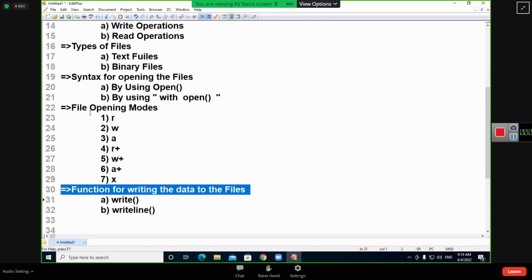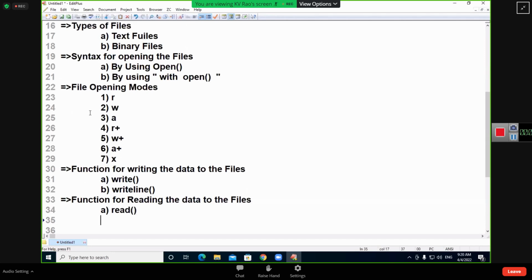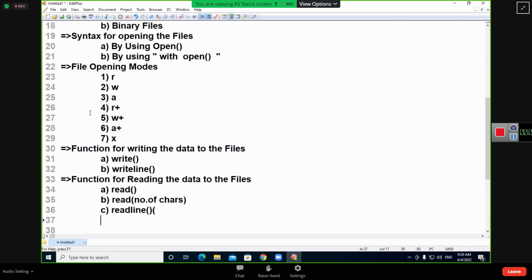Next, functions for reading the data from the file. Option A, first one is the read function. Next B is the readline function. Next C is reading a number of characters; I will take this one, read number of chars. Next is called readline. Next is called readlines. Everything we will discuss.